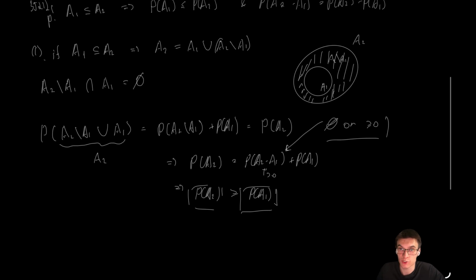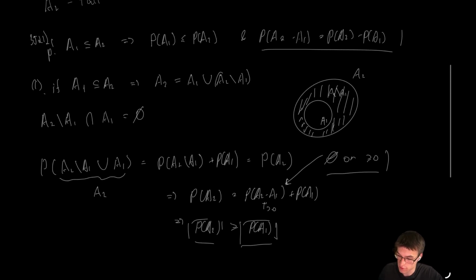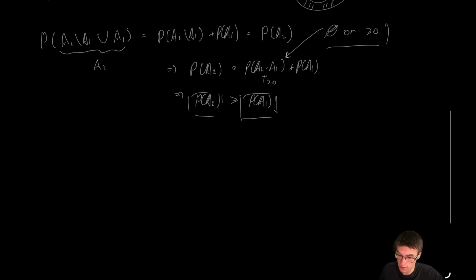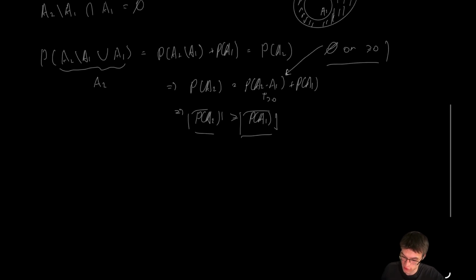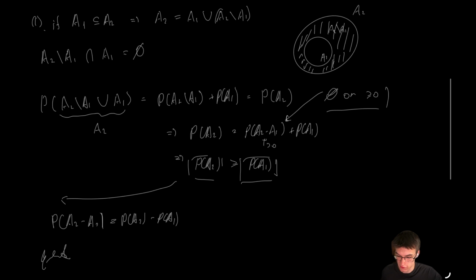So that's pretty much it. You already proved that. The second statement that you have to prove here is that the probability of the difference of those sets is the difference of those probabilities, which is something that we already proved actually, because from this expression you can easily derive that the probability of A2 minus A1 is essentially P of A2 minus P of A1. And that's it. Everything is proved. That was pretty simple.